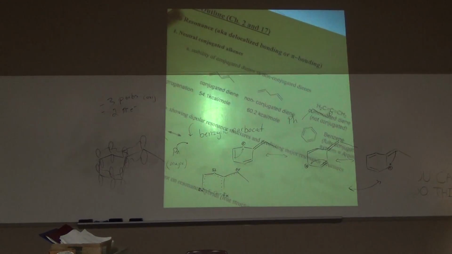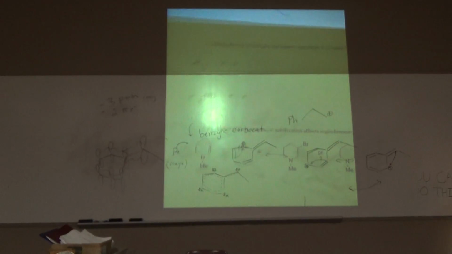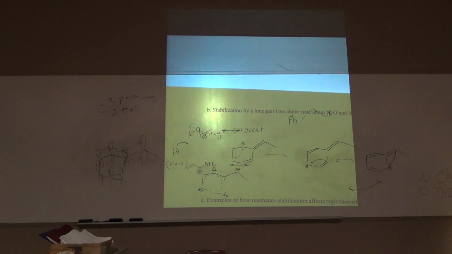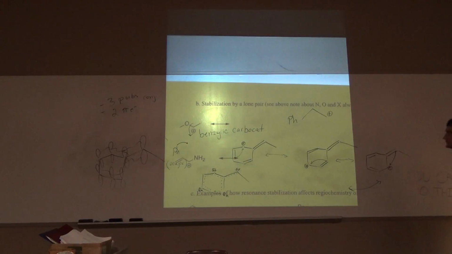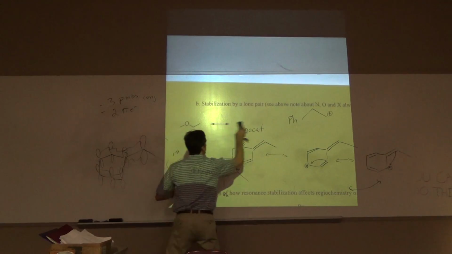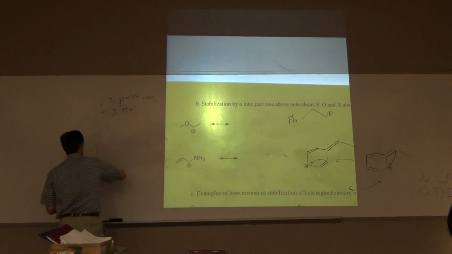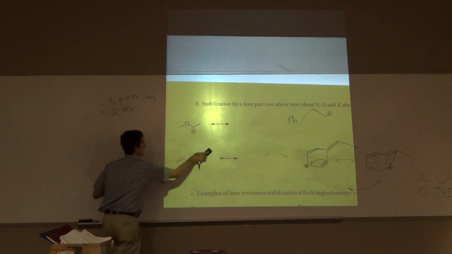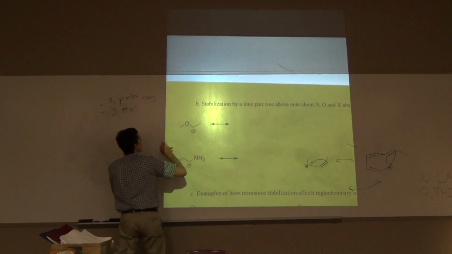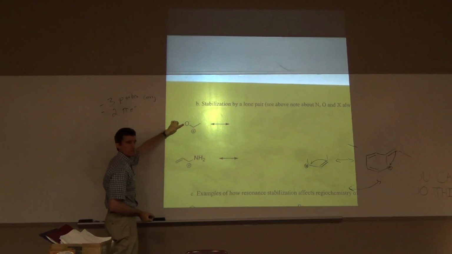So that was A, stabilization of a cation by a pi bond. We can also stabilize the cation using lone pairs. And we've actually done this before. Stabilizing using a lone pair. How do you stabilize a cation? Move electrons towards it. Move electrons towards it. Okay. Here we have a lone pair. What's the hybridization of the oxygen?